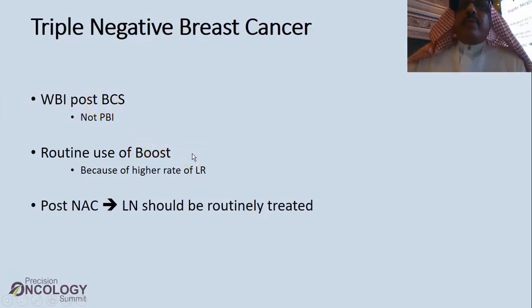If there is a subgroup where you should give a routine boost, this will be the group, because of the high rate of local recurrence. And many patients now are getting neoadjuvant chemotherapy, and then we sometimes have an issue about the lymph nodes in the axilla, whether we treat or we don't treat. This is the group where we tend to treat, because we know the locoregional recurrence is high in this group of patients.